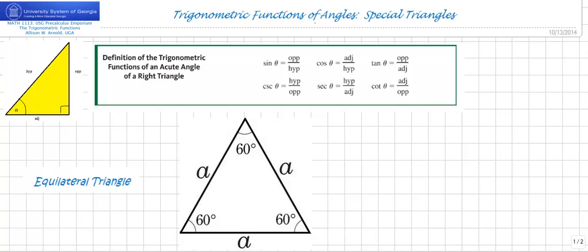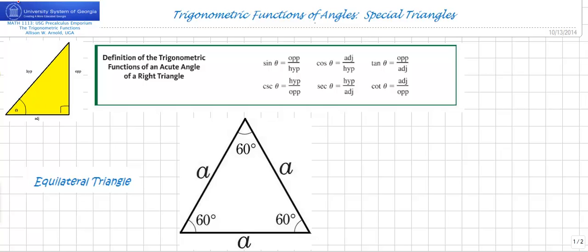In trigonometry, it's often helpful to take a look at some triangles that we consider special triangles from our geometry experience. One is an equilateral triangle. In Euclidean geometry, this means that all of the angles are equal, all of the sides are equal.